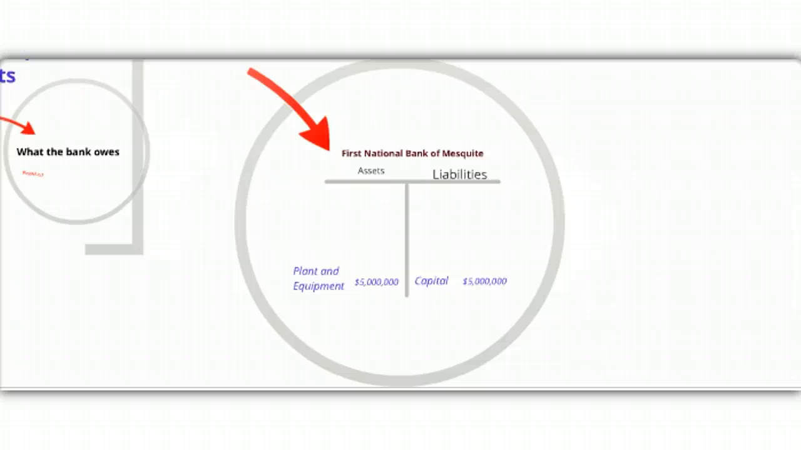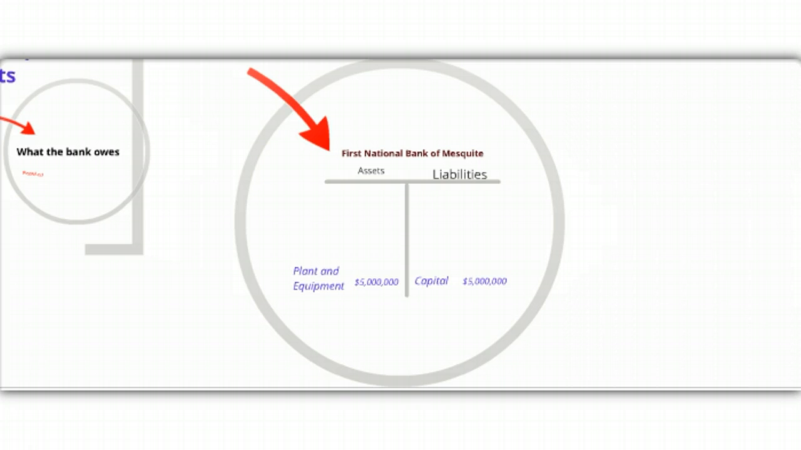And so if we look at our First National Bank of Mesquite, let's say we decide to start this bank. And to start this bank, we first have to obviously buy some equipment. We need our teller machines and calculators, and we need our building and all those things. And so we raised $5 million in order to do this.